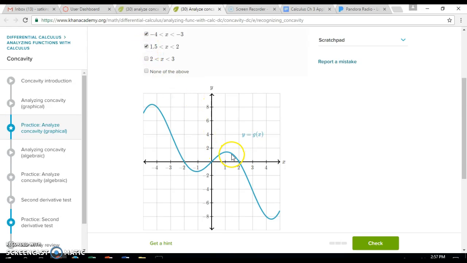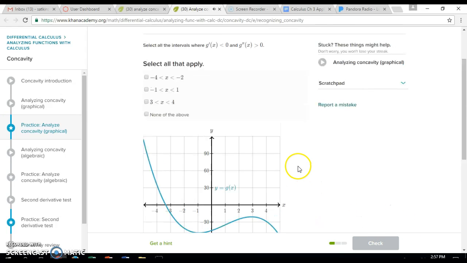1.5 to 2 is decreasing and concave down. 2 to 3, yeah, that looks like it's still decreasing and concave down. The point of inflection would be somewhere in this interval, but they're not going to be so tricky that they're going to say it's like 2.9 or something like that. So I'm assuming that they're being nice and the point of inflection is somewhere over here. Let's see if my assumption is correct. Woohoo! Okay.